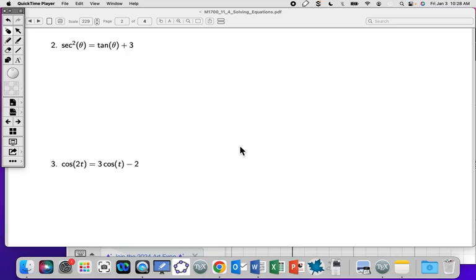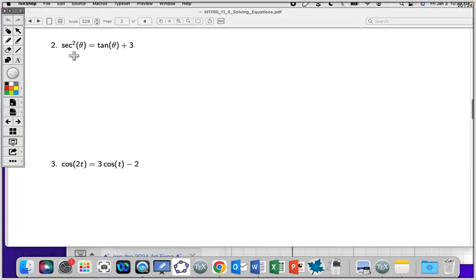One of the ones that hopefully we're comfortable with out of section 11.1 is that secant squared of theta is 1 plus tangent squared of theta. That's one of those Pythagorean identities. And now I get everything in terms of tangents.